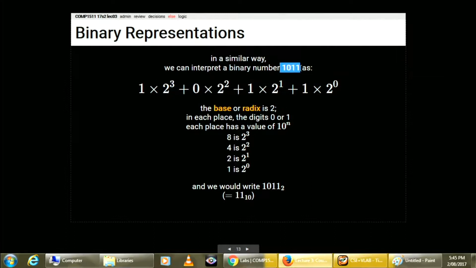And so this binary number here, 1, 0, 1, 1, is saying that we have one lot of 8, we have no lots of 4, we have one lot of 2, and one lot of 1. If we add those together, we've got 1 times 8, so 8, plus 0 times 4, plus 1 lot of 2, so 8 and 2 is 10, plus 1 lot of 1 is 11. So that would be equivalent to the number 11 in base 10, or in normal numbers.